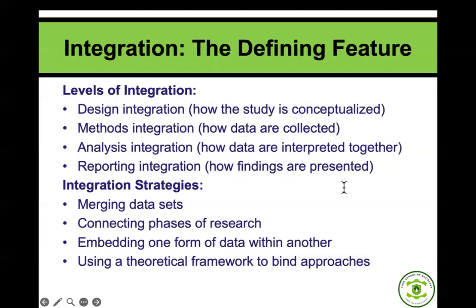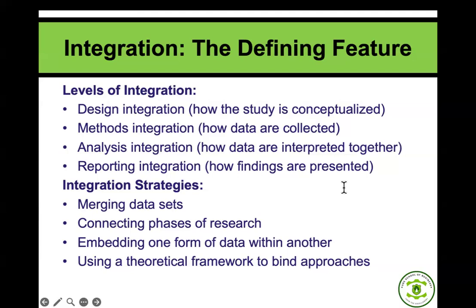There are different strategies that one can use to integrate. The first one is merging your data sets. This strategy is common in what we refer to as convergent designs, where quantitative and qualitative data are collected simultaneously. Merging involves bringing the data sets together for joint analysis. For example, if you are studying organizational culture, you might analyze survey data alongside coded interview responses about the same cultural dimensions, and then look for patterns of agreement and disagreement.